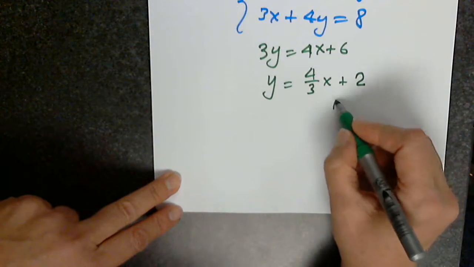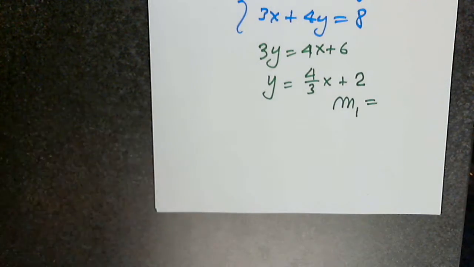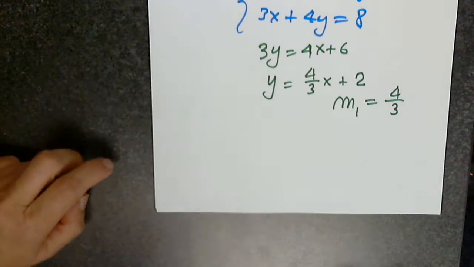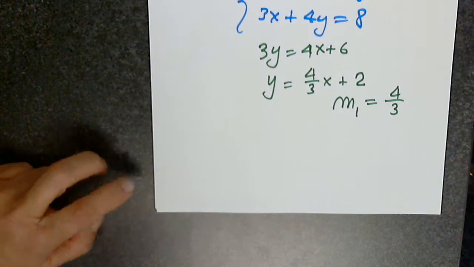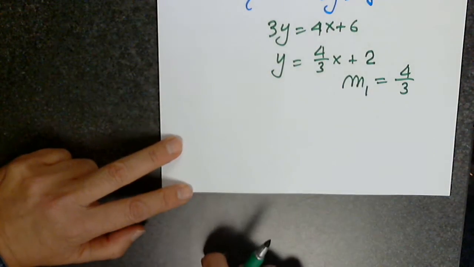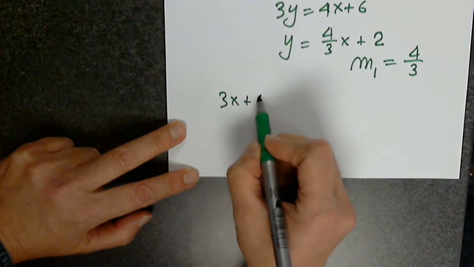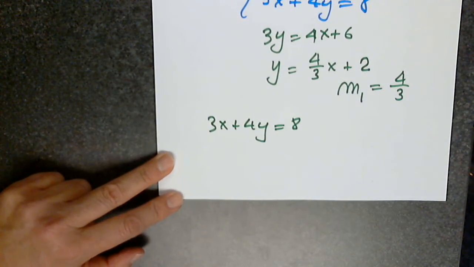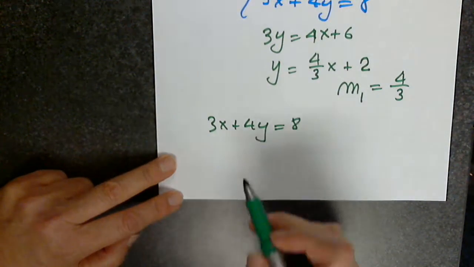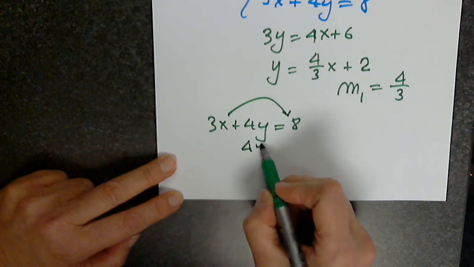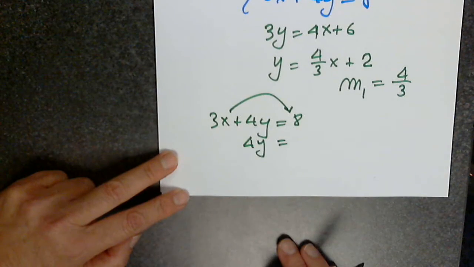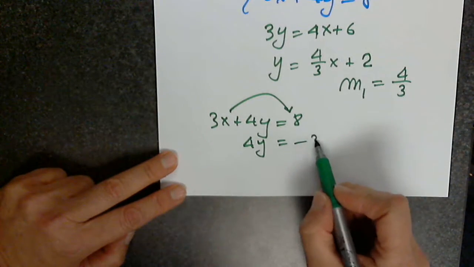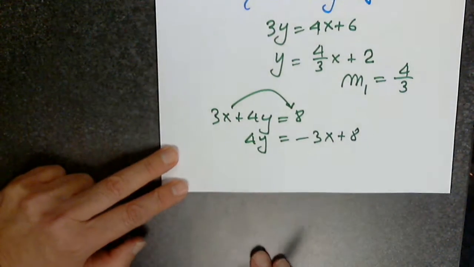Can anyone identify the slope of the first line? Do you all agree with 4/3? Yes? Okay. For the second one, the equation is 3x plus 4y equals 8. What do I have to do first? You have to find the slope. I have to move 3x. Very good. So I have 4y equals negative 3x plus 8.